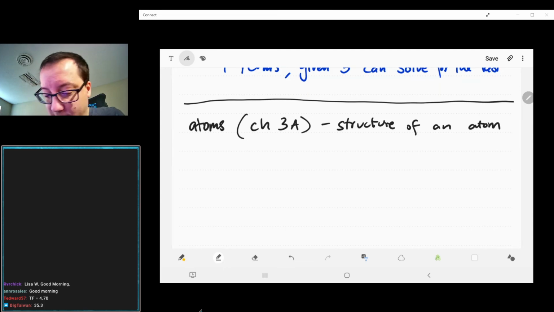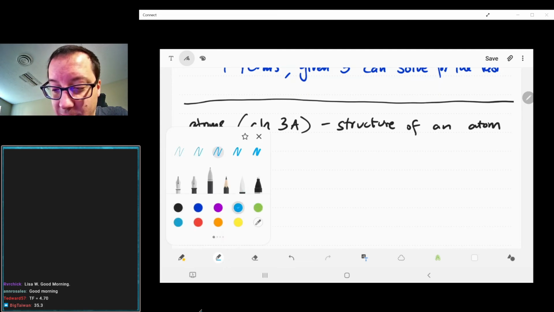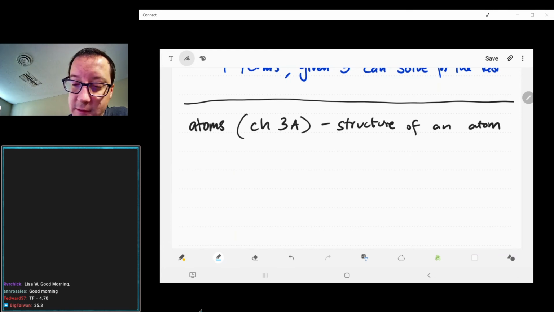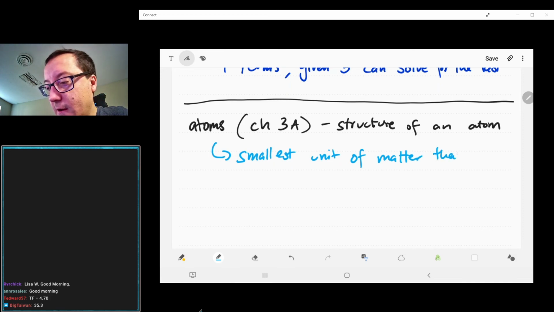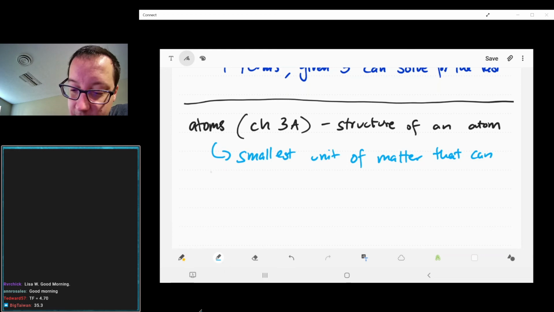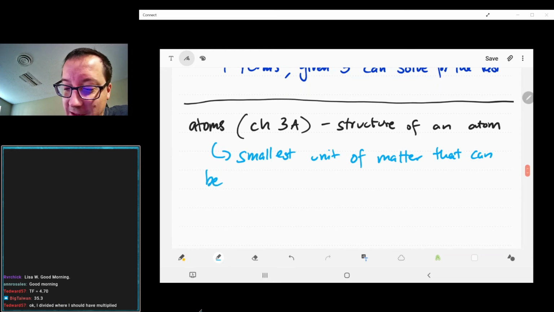So first, I guess we have to define what an atom is, right? And so we're going to see that an atom is the smallest unit of matter that can be isolated. I've kind of ruined the grammar of this definition. I'm totally putting this in passive voice.